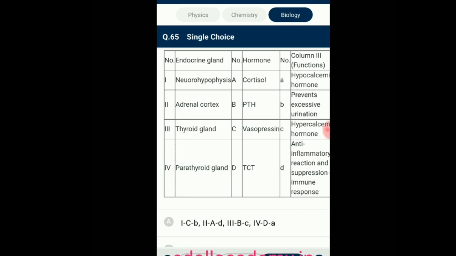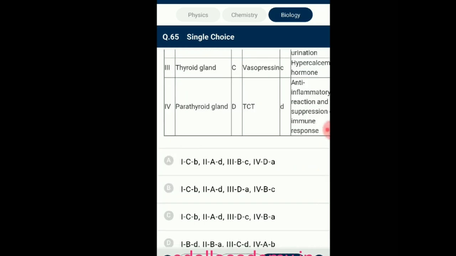Fourth one, parathyroid gland secretes parathyroid hormone. It is also called PTH. It is responsible for reabsorption of calcium from the bones and also prevents urinary excretion of calcium. Hence, it is a hypercalcemic hormone. So, the correctly matching option is option B.